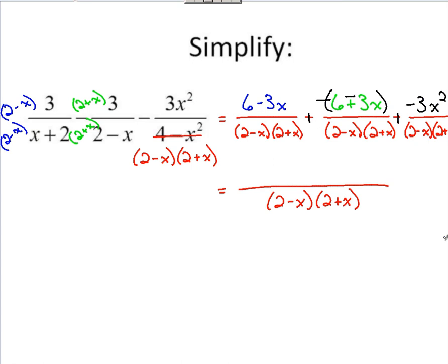If you collect your like terms now working across the top, notice the constant values, 6 and negative 6, they subtract out. The x terms, negative 3x minus 3x, get negative 6x. You've got plus the negative 3x squared, or just minus 3x squared, as the remaining term. If any factoring is necessary, go ahead and do that. Obviously, we know the bottom's factored.